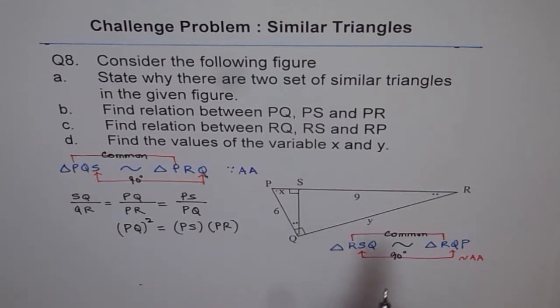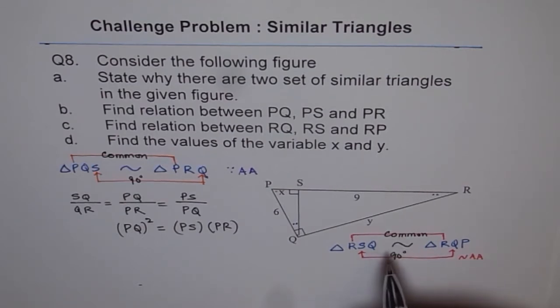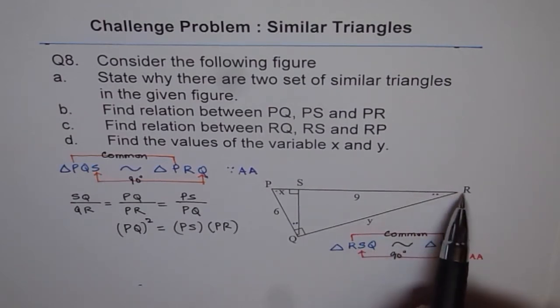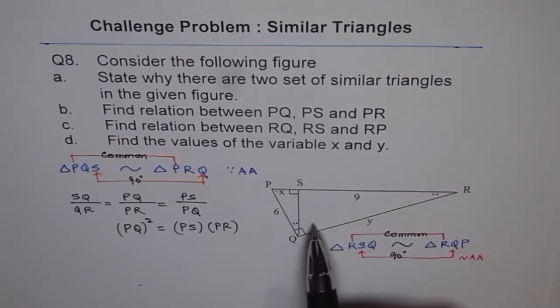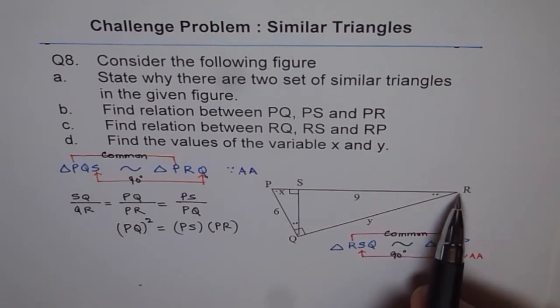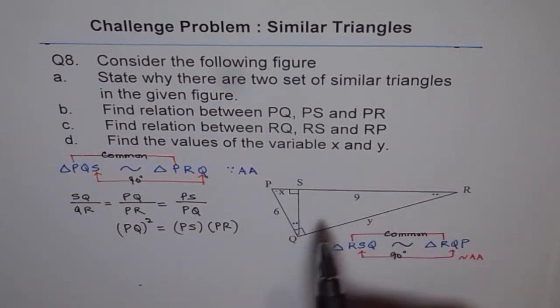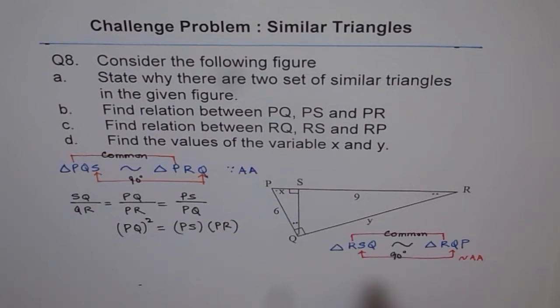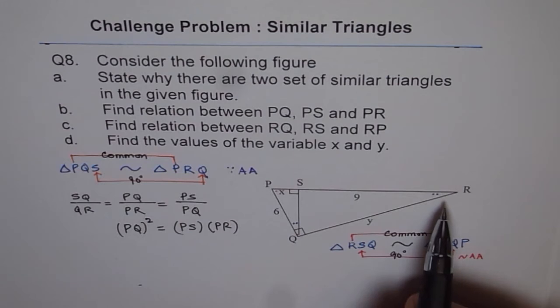So we'll do it later, but let's find now how RQ, RS and RP are related in this triangle, right? Watch it very carefully. It is an extremely important question to understand under this heading of similar triangles. Now we are considering the triangle RSQ, the other small right triangle, with the big triangle RQP, right? The big right angle triangle. So both are right angle triangles and both of them are similar. So let's figure out how their sides are related.